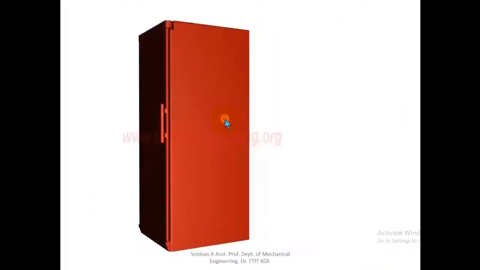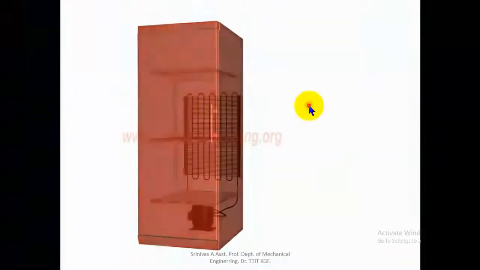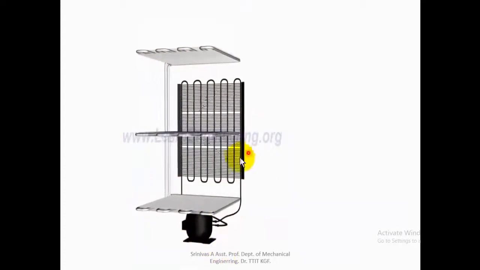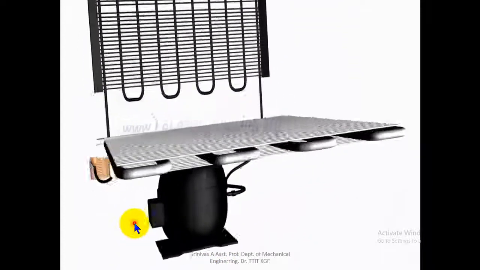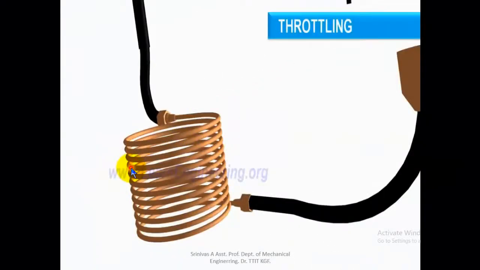So this is a brief working of the vapor compression refrigerator. And now we'll discuss in detail how this works. This is a typical household refrigerator, a vapor compression refrigerator. The parts are the evaporator coils, the compressor, the condenser, and the expansion valve or throttling. And we'll start with the throttling.